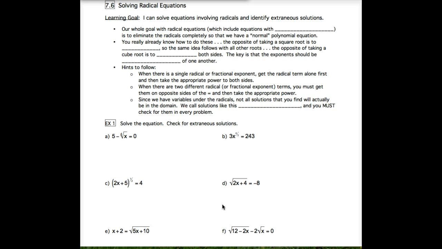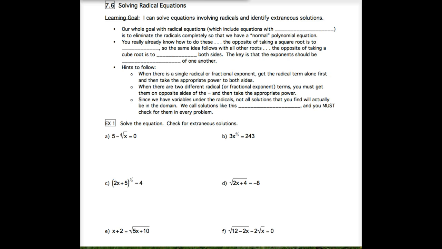Right, so we have talked about nth roots, we have talked about rational exponents, and now we are going to take both of those things and we are going to solve radical equations. So just one learning goal for today: I can solve equations involving radicals and identify extraneous solutions.